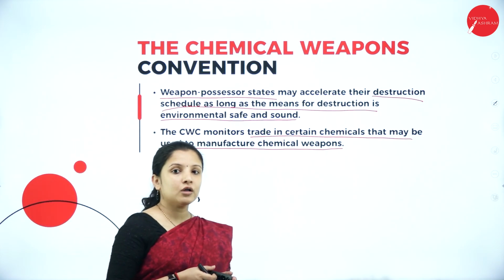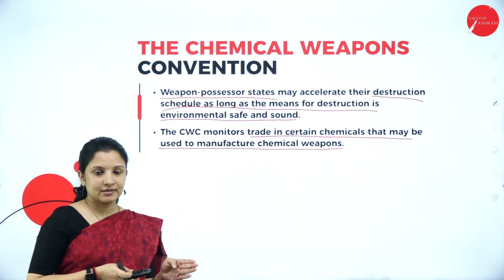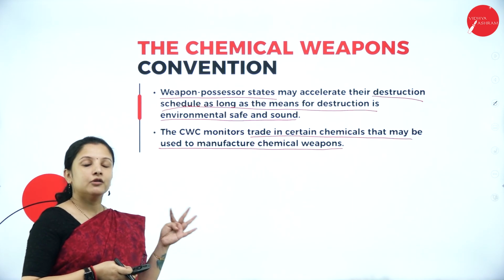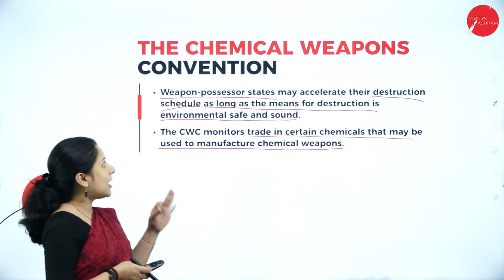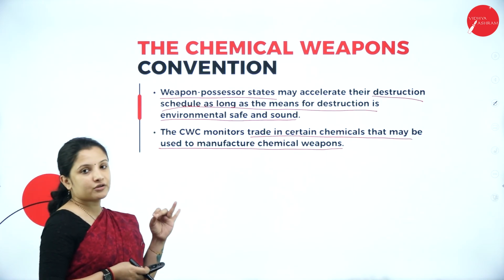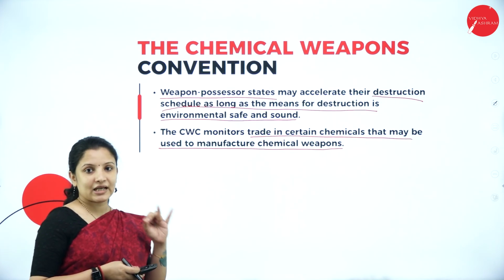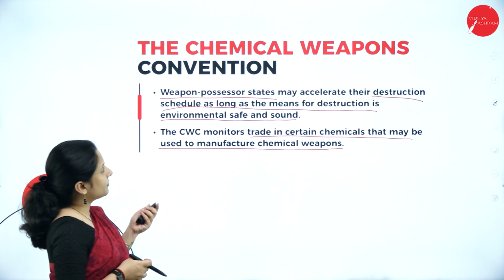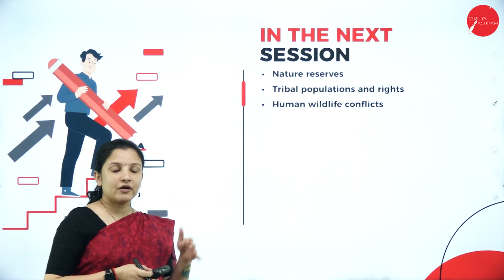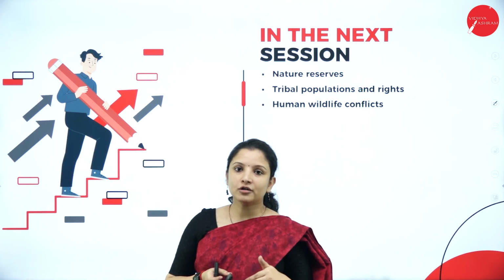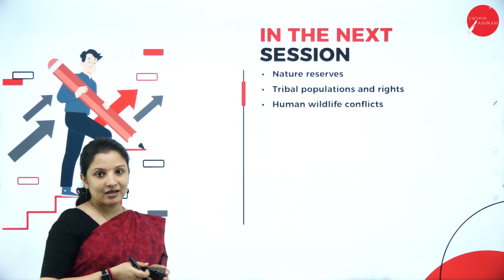So the Montreal Protocol mainly deals with putting a brake on the production of chemicals that deplete the ozone layer. The Kyoto Protocol makes sure that the greenhouse gas emission is reduced, and the Chemical Weapons Convention makes sure that the countries which have signed this treaty should not possess any chemical weapon. So this is about the international treaties. This was the session wherein we completely learnt about the laws regarding the environment and also some of the international agreements and treaties.